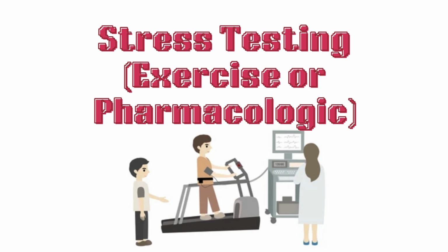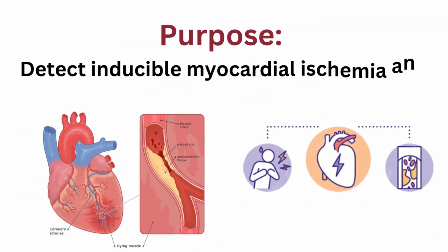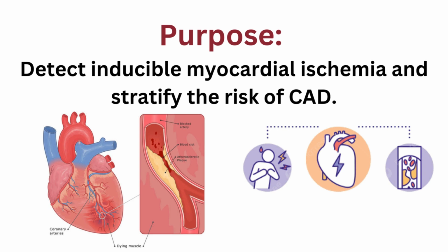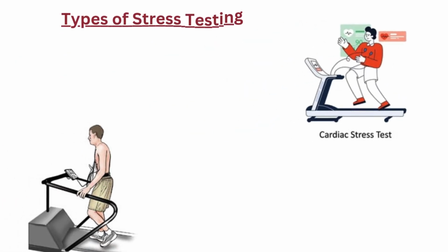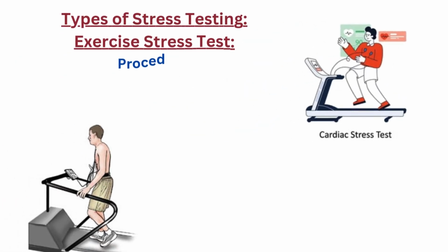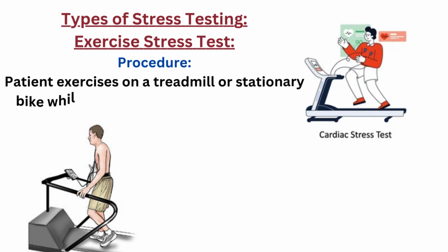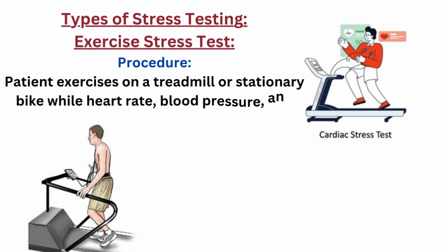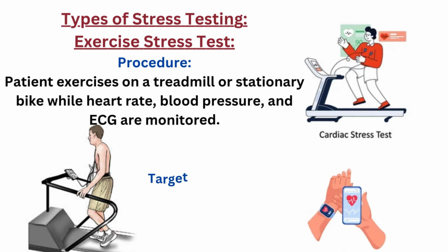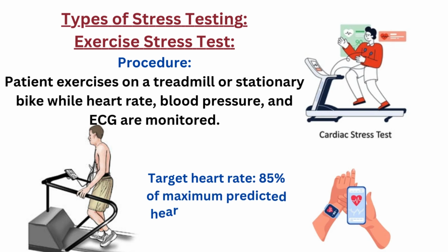Stress testing, exercise or pharmacologic. Purpose: detect inducible myocardial ischemia and stratify the risk of coronary artery disease. Types of stress testing. Exercise stress test. Procedure: patient exercises on a treadmill or stationary bike while heart rate, blood pressure, and ECG are monitored. Target heart rate: 85% of maximum predicted heart rate, 220 minus age.